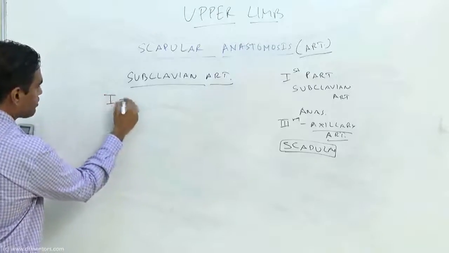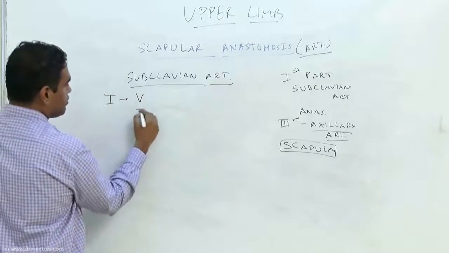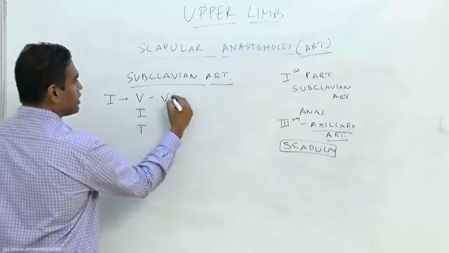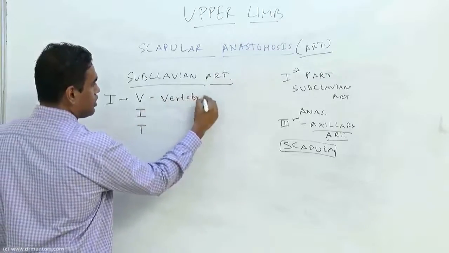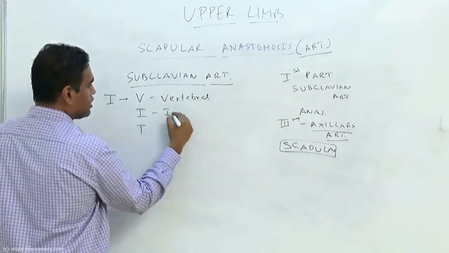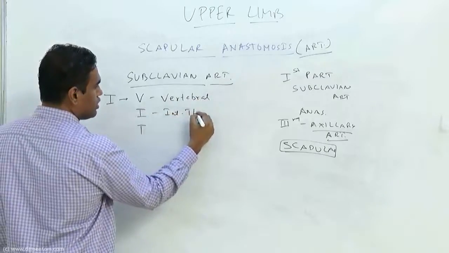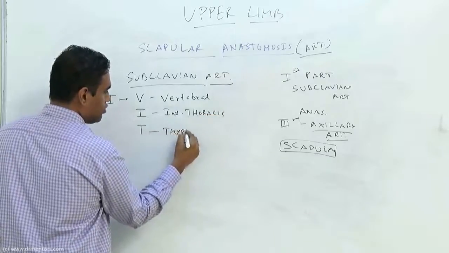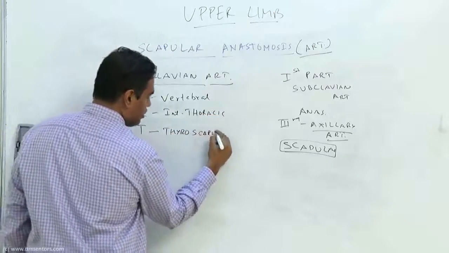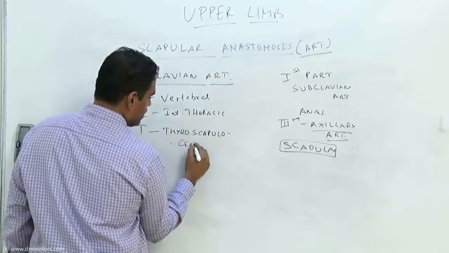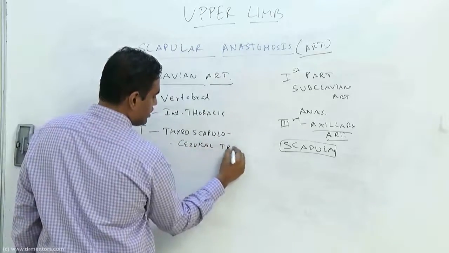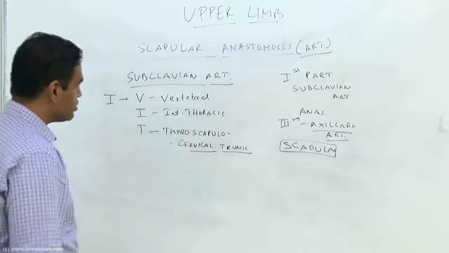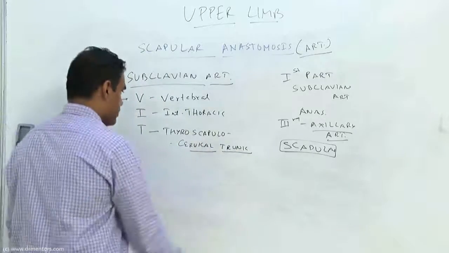From the first part of the subclavian artery, the mnemonic for the branches is VIT. V is for the vertebral artery. I is for the internal thoracic artery. T is for the thyro-scapulo-cervical trunk. Why a trunk? Because it will again divide into a few other branches, so we call it a trunk.